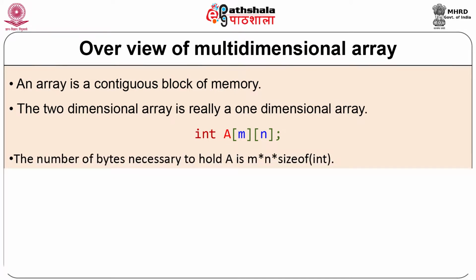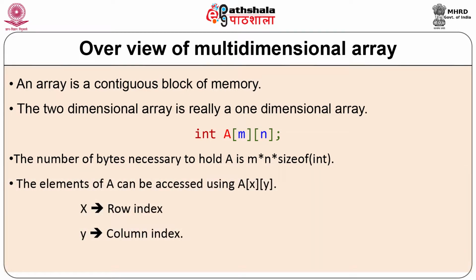The number of bytes necessary to hold array A is m by n times size of integer. The element of an array A can be accessed using A[x][y], where x can be thought of as row index and y can be thought of as column index. So generally any array can be written as A[m][n], where m is row index and n is column index. Array is represented by square bracket x square bracket y square bracket. Generally arrays are expressed using array expressions like A[x][y].